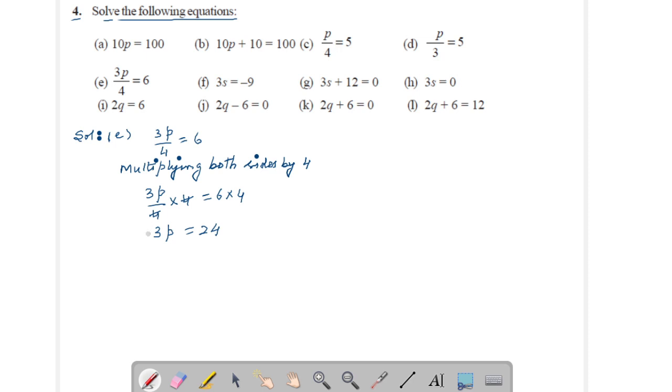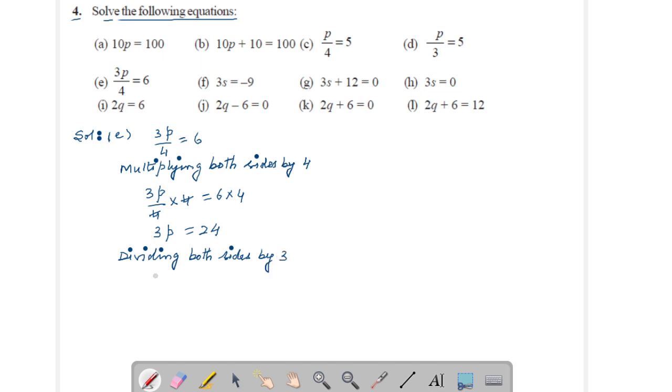Now you have to remove this 3 from P. Only remove this by dividing it by 3. Dividing both sides by 3.